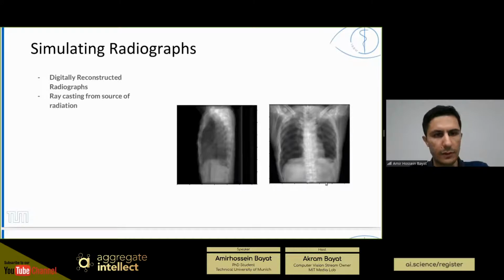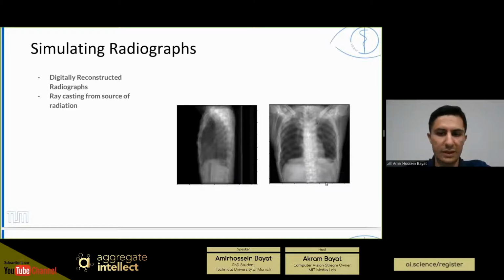Yeah, and for simulating the radiographs, or generating the digitally reconstructed radiographs, we used the ray casting technique. So we have a 3D object, we define a source of light or the focal point, and we can easily calculate the integral of each line from the focal point or the source of light to the detector, which is going to be the simulated radiograph. So by doing this calculation, we can simulate the radiographs, and here are the results.